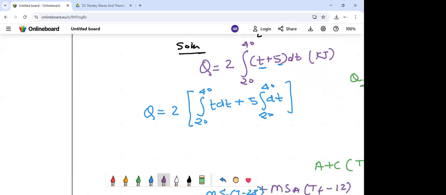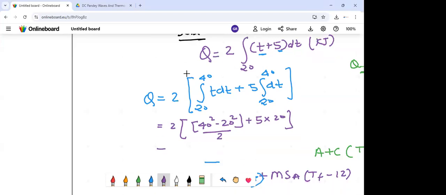Here, 2 t square by 2. So directly I'm writing 40 square minus 20 square divided by 2 plus 5. 40 minus 20, directly 20. Okay. So this part is clear to everyone. Shri, correct, beta. And I think when you solve it, you'll get 1400 kilojoules. That's the answer.